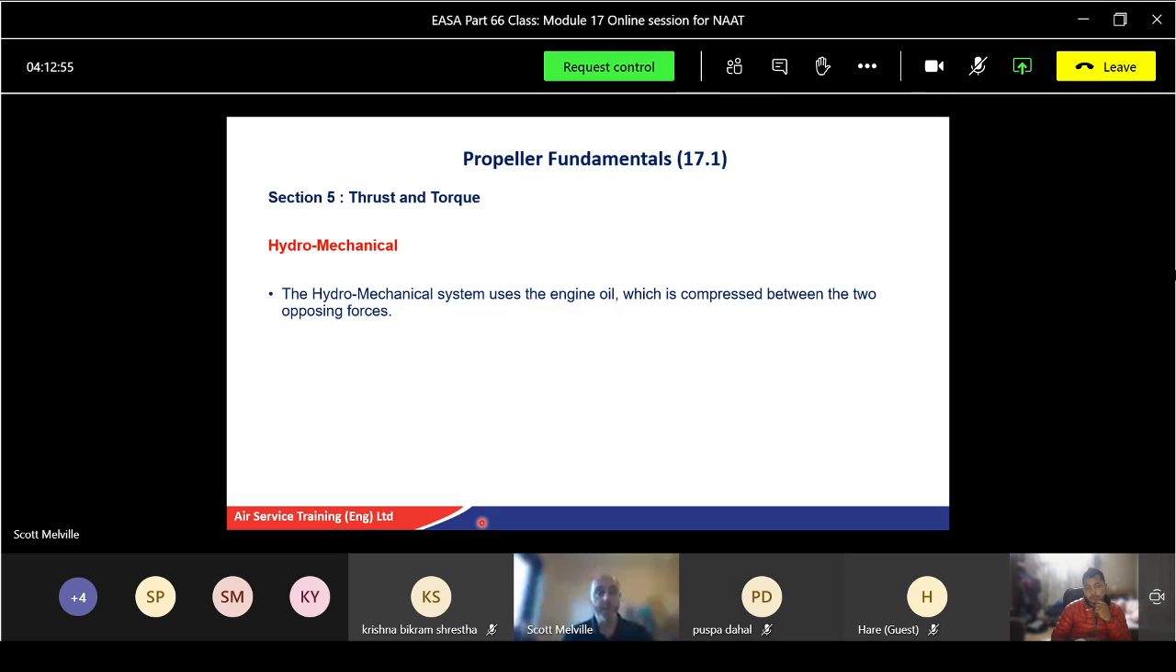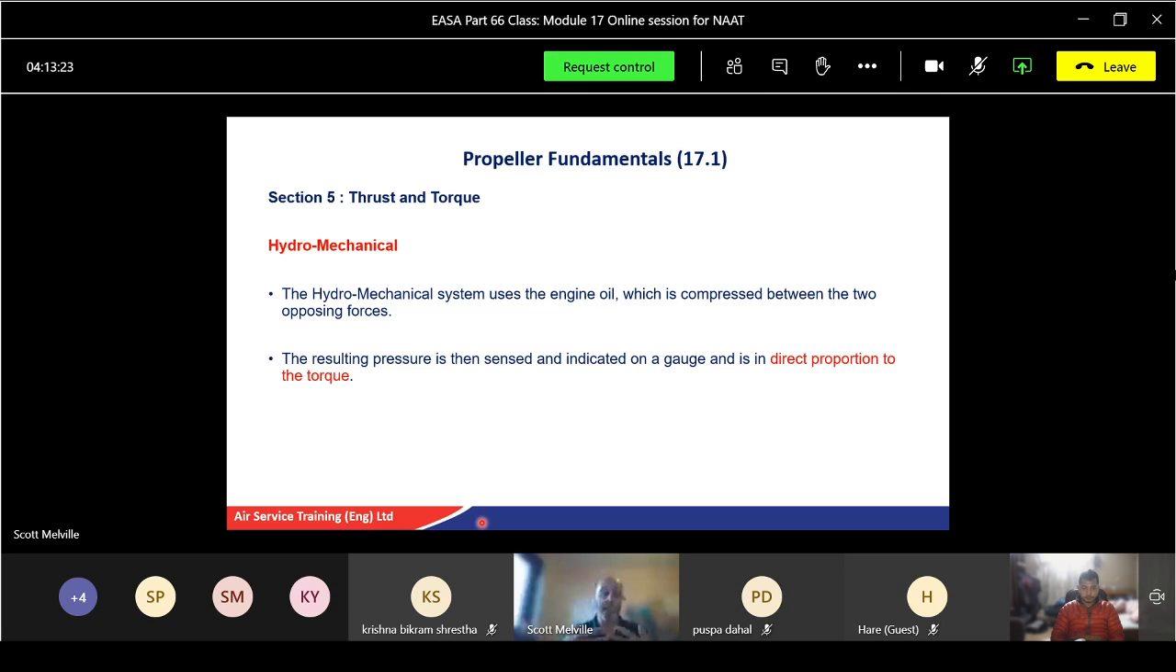the fluid we're going to use is engine oil. It's not a gearbox oil as such like a car, but it's purely engine oil. And it uses engine oil which is compressed between two opposing forces. And we'll look at that. So the resulting pressure is sensed and indicated on a gauge and is in direct proportion to the torque applied. So what the gauge is reading, that's how much pressure is in that system. Yeah, you squeeze something, you increase pressure.